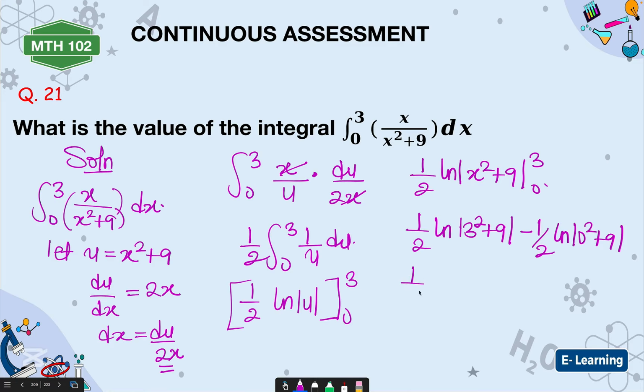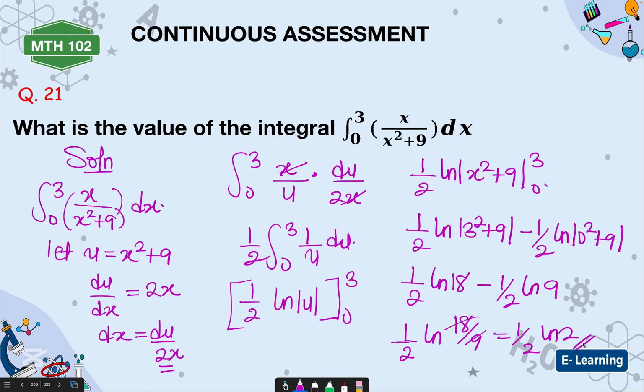All right, which will give us 1 over 2. 3 squared plus 9 will give us what? 18, minus 1 over 2 natural log of 0 squared plus 9. 0 plus 9 is what? 9. This one here will give us 1 over 2 natural logarithm of, since subtraction is in between them, 18 over 9. Of course, which will give us 1 over 2 natural logarithm of 18 over 9, which is what? 2. We've solved these exact questions before during the maths exam prep series. All right, so it's not too difficult to solve these questions.